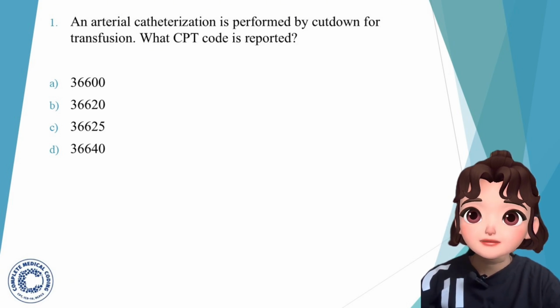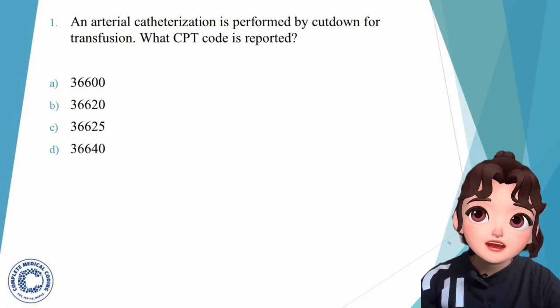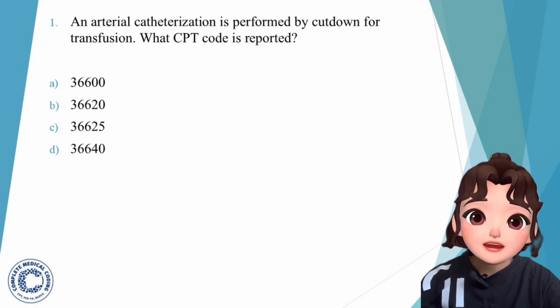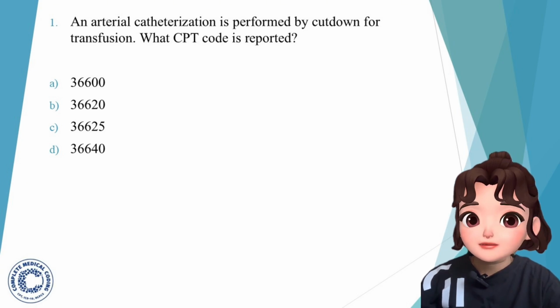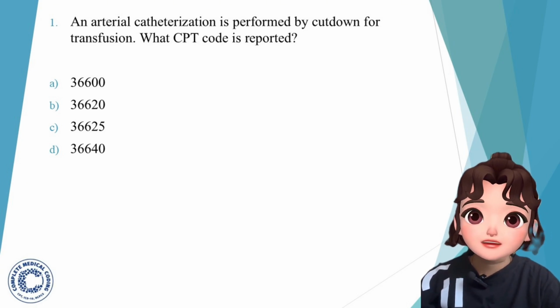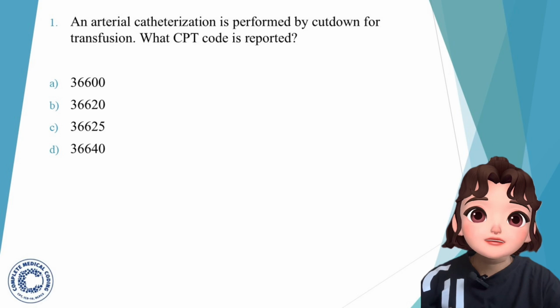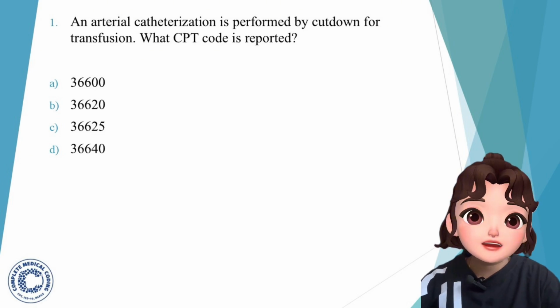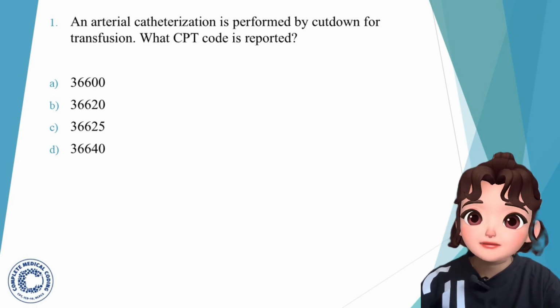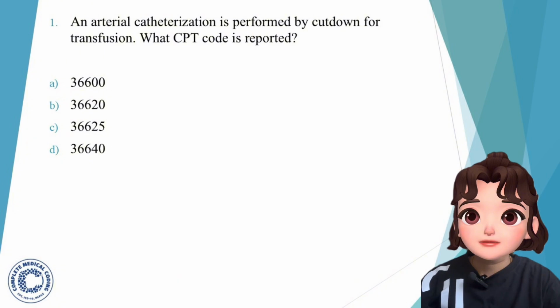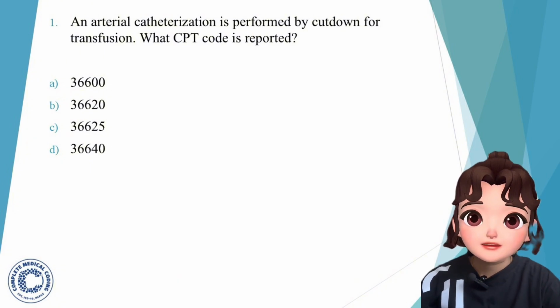Here you have to code for the arterial catheterization, which is performed by cut down. So that word is also important. When you search for the codes, you have to make sure you understand each and every word in the question. You should read it carefully. So what is CPT 36600? Just open the code book.